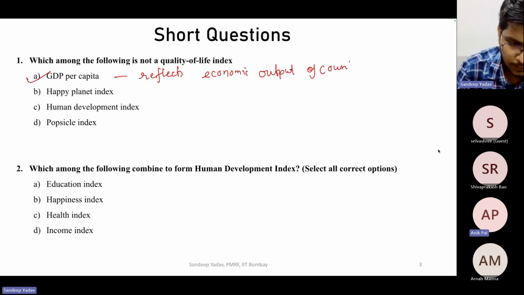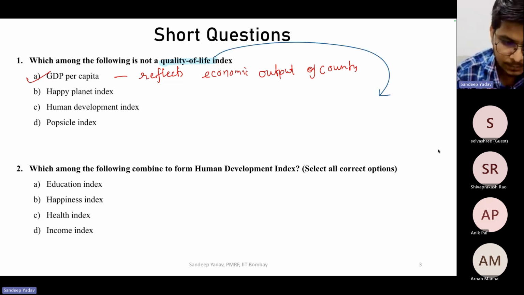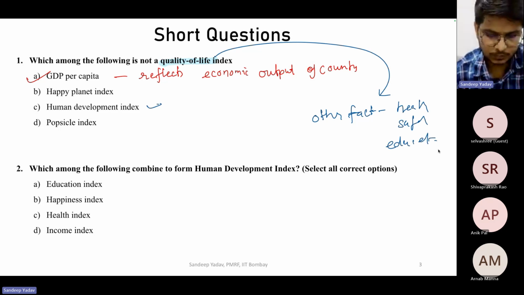And for quality of life, which is what is asked, it explains other factors like health. Health will come in the Human Development Index. Other factors like health, safety, education, etc. So the right answer will be GDP per capita. Now, if you have any doubt, you can ask. Otherwise, I will move on because we do not have many questions.